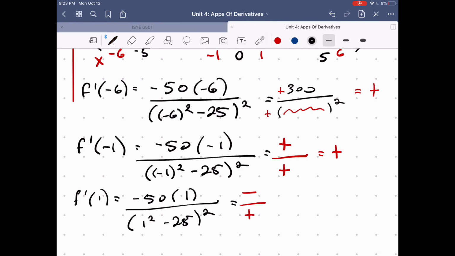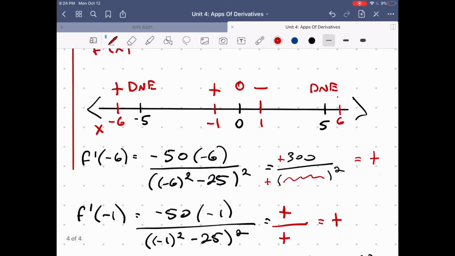And then we can move on to f prime of positive 6. So negative 50 times 6 over the denominator squared. So the numerator, a negative times a positive, is going to be a positive number. Sorry, it's going to be a negative number, and then the denominator is going to be positive. So I get a negative divided by a positive. So the answer for that is going to be negative. Put a minus sign above the 6.